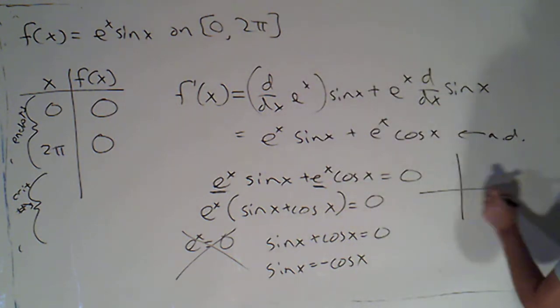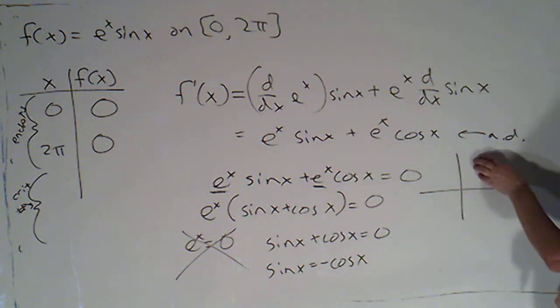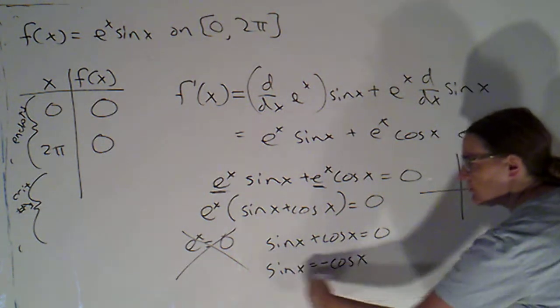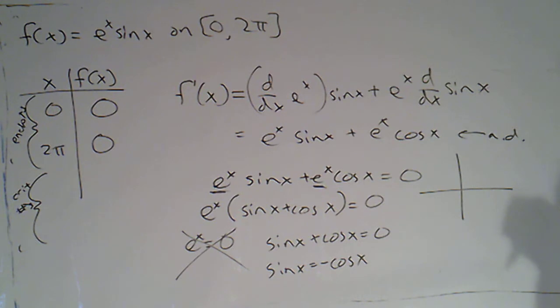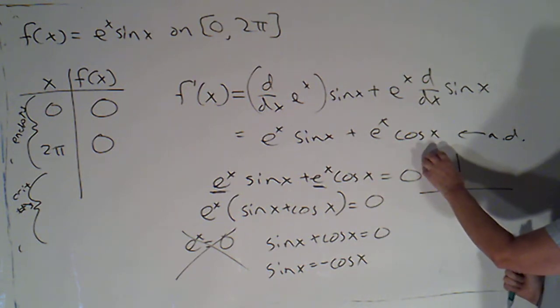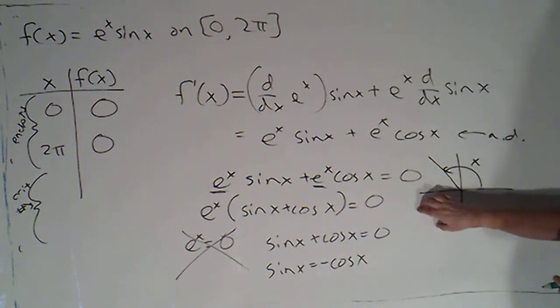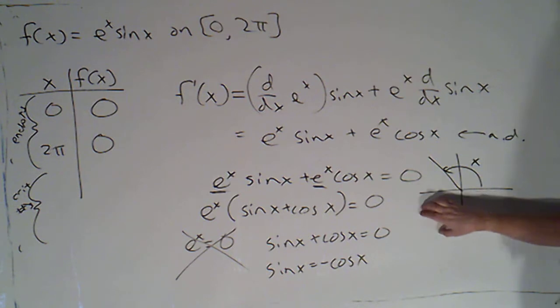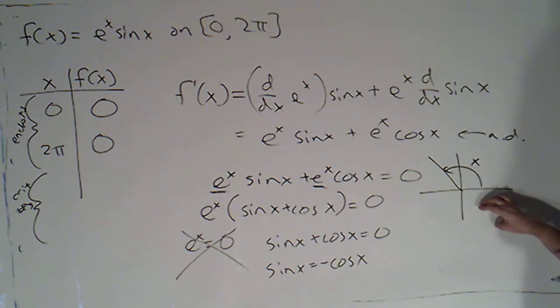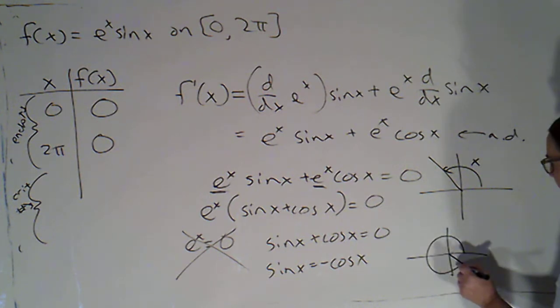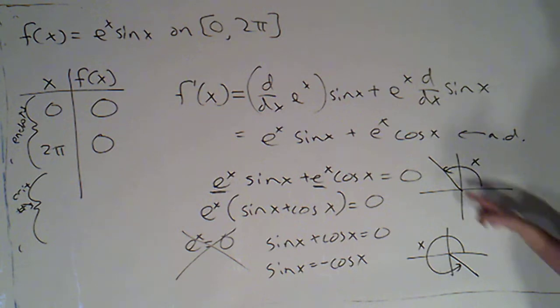And I'm going to just start by thinking in terms of quadrants. I'm not going to find any solutions if x is an angle in quadrant 1, because sine and cosine are both positive there. I need to be in a quadrant where sine and cosine have opposite signs. So, will I have a solution in quadrant 2? Yes, I will. What about quadrant 3? No, because sine and cosine are both negative there. Quadrant 4? Yes. So I'm basically going to have two solutions in this interval, one in quadrant 2 and one in quadrant 4.